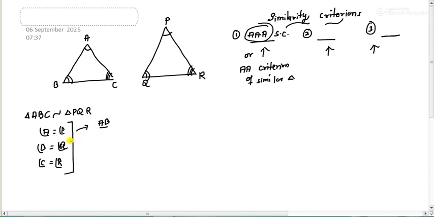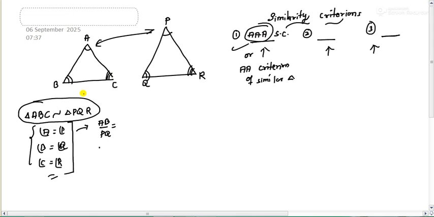Always remember, only if three angles are equal, their corresponding sides are proportional, and if they are proportional, we can say these two triangles are similar. So this is known as the AAA criterion. Understood about the AA criterion? So you should know, if three corresponding angles are equal, then the corresponding sides will be proportional, and hence the two triangles will be similar.